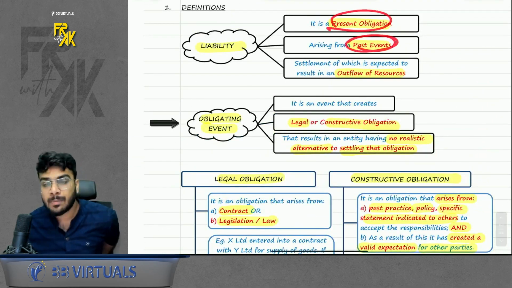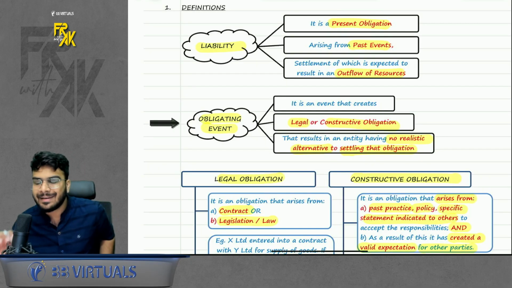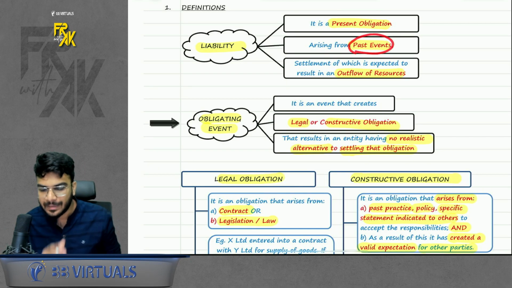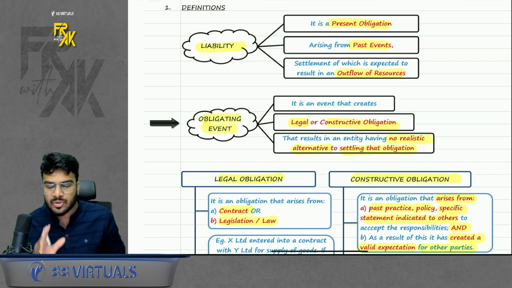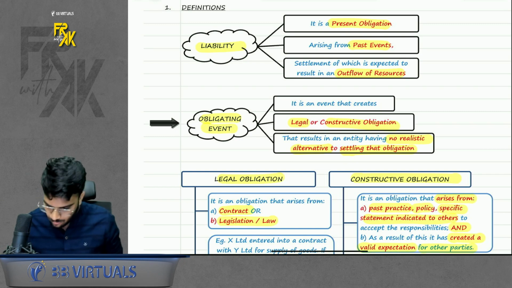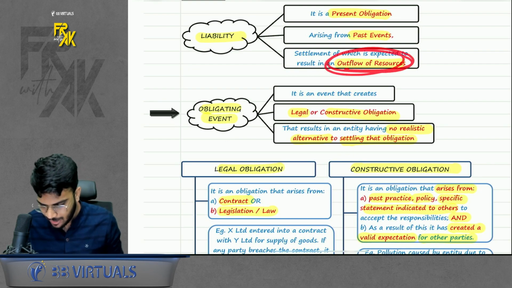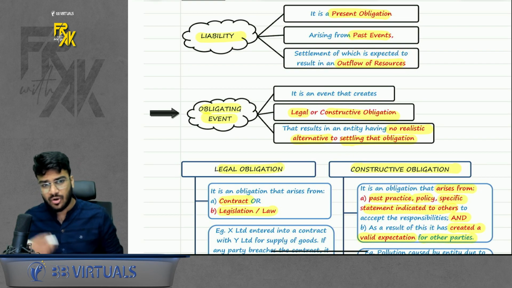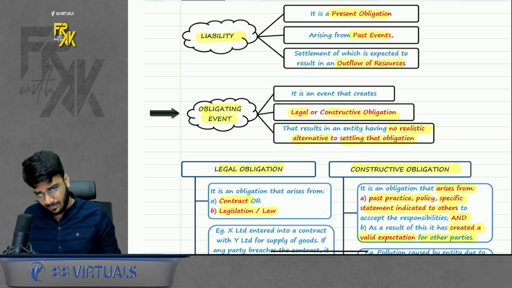Now the next point is past event. What is the meaning of past event? For any liability to be booked, there should be a past event. For example, in case of creditors, purchasing the goods on credit is the past event. In case of loan liability, taking the loan is a past event. Okay, which will result in outflow of resources. Outflow of resources means either you have to give cash or give something in kind. You have to make the payment no matter what.